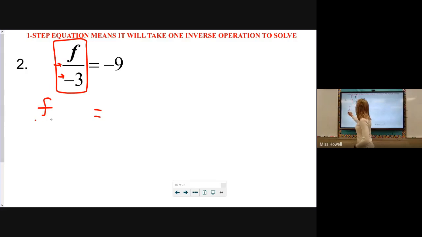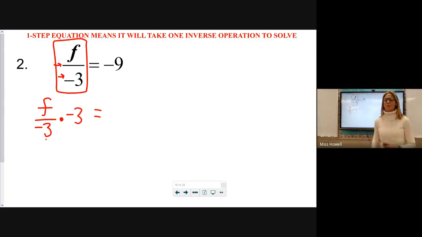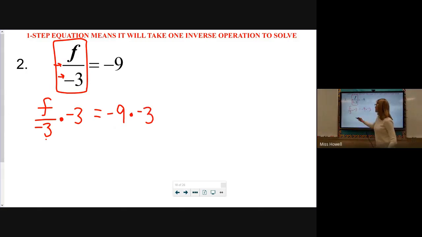So be careful. You're not changing the number. You're doing the inverse of the operation. So if this 3 is negative, everywhere we write that 3 is going to be a negative. All right, what we do to one side, we have to now do to this other side. So -9, we also have to multiply it by -3. All right, on the variable side, our -3s are going to cross-cancel, leaving us with our variable f.